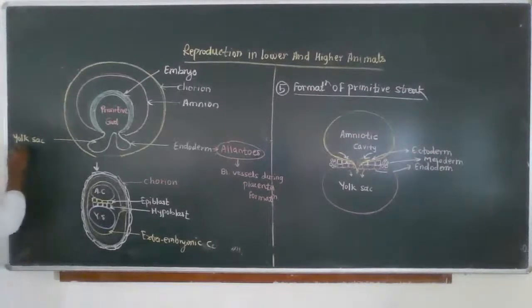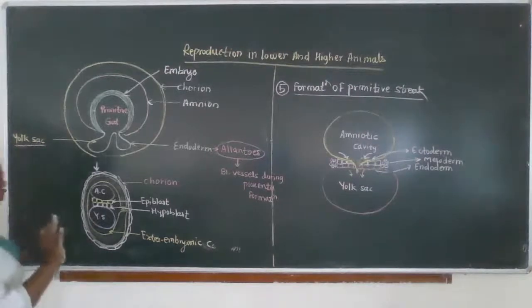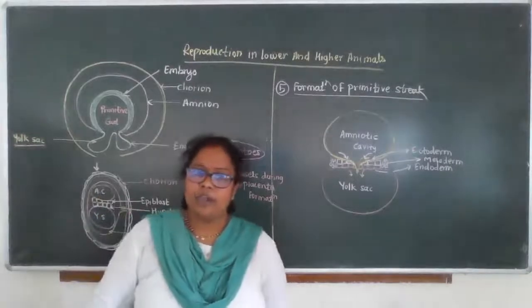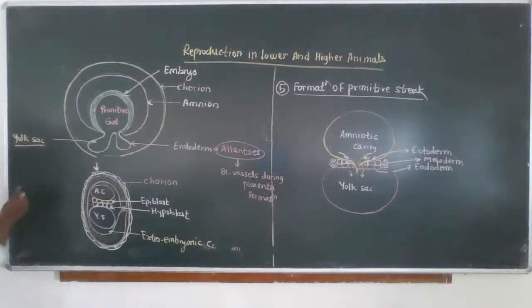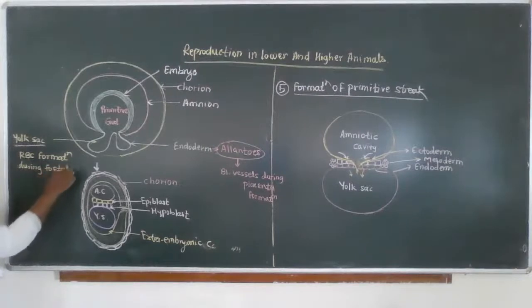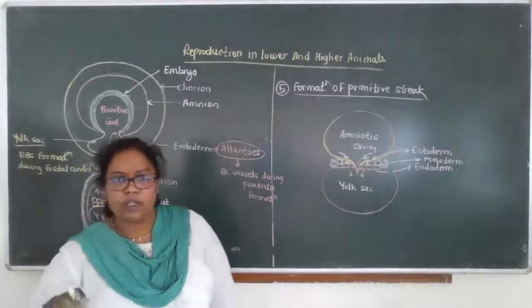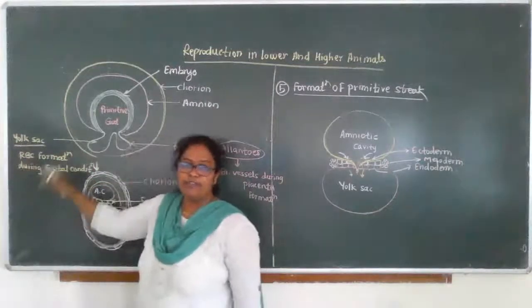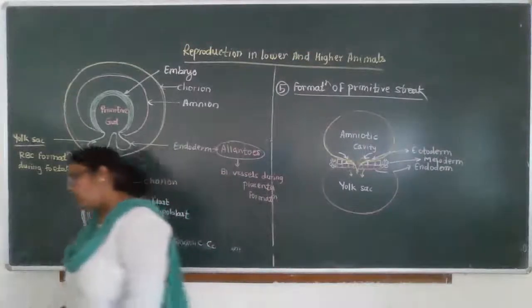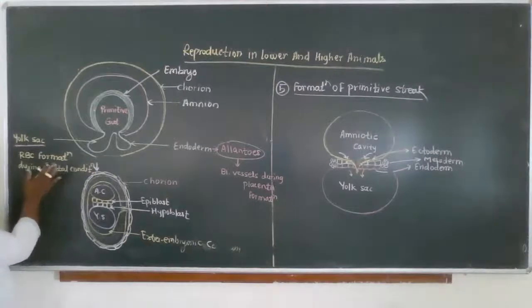Especially during embryonic development, what is the role of this yolk sac? It doesn't show any significant role. But at the very first stage of embryonal development, the yolk sac is responsible for RBC formation during fetal condition. As we know, in a human, as the embryo gets formed, the nourishment is taken from the placenta. So the yolk sac performs the duty of RBC formation during the fetal condition. And further on, the liver and spleen take over, and afterwards the liver and spleen start to form RBC. Okay, then the next one.